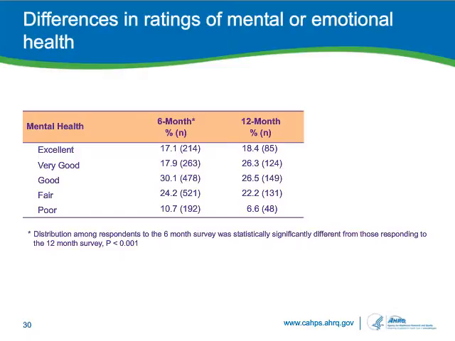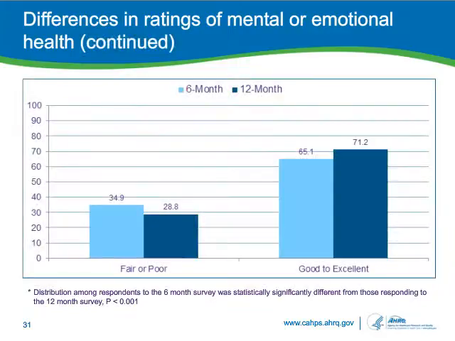And as Dale mentioned, you can download this and look at this later, but what I'll do is I'll go to the next slide, which sort of breaks it up. This is the sort of looking at it in 2 categories. The percentage of respondents who said that their general mental or emotional health was good to excellent was 71% in the 12-month and 65% in the 6-month survey. A small difference, but it is there.